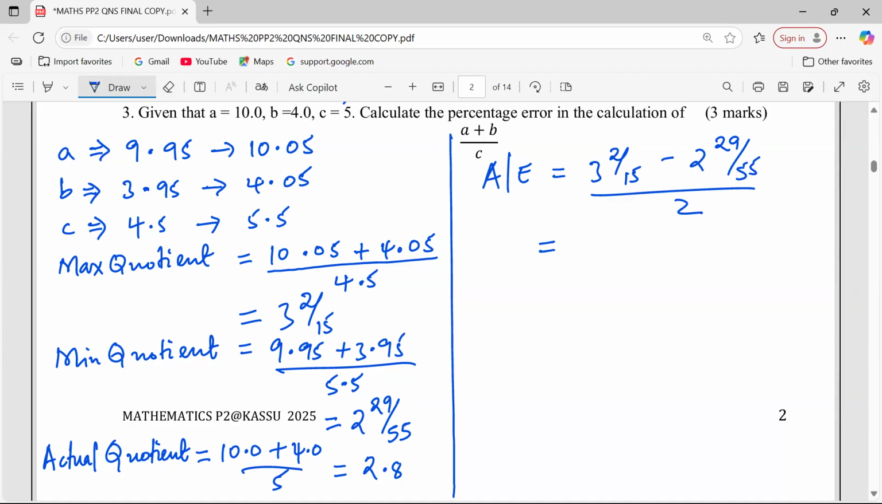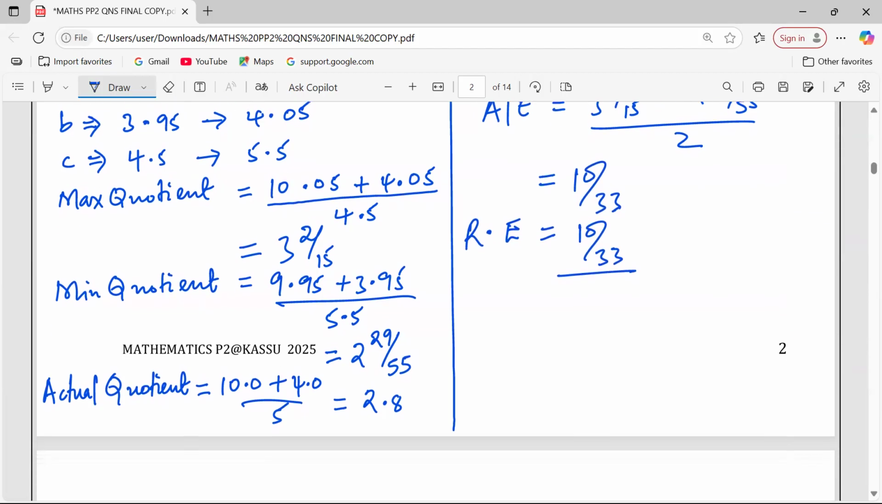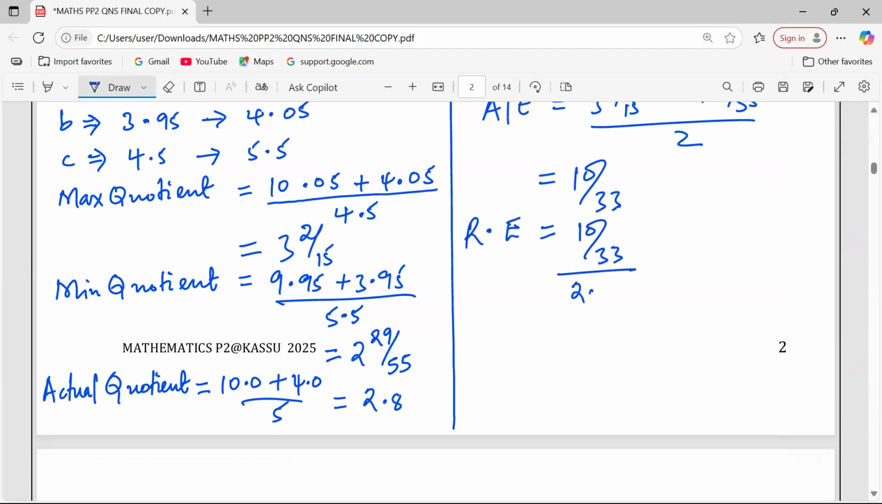I'm getting 10 over 33. This is the absolute error. Then there is something else called relative error, which is given by absolute error divided by the working value, or the actual value, 2.8. So I divide this by 2.8. This is giving me 25 out of 2, that's 1.